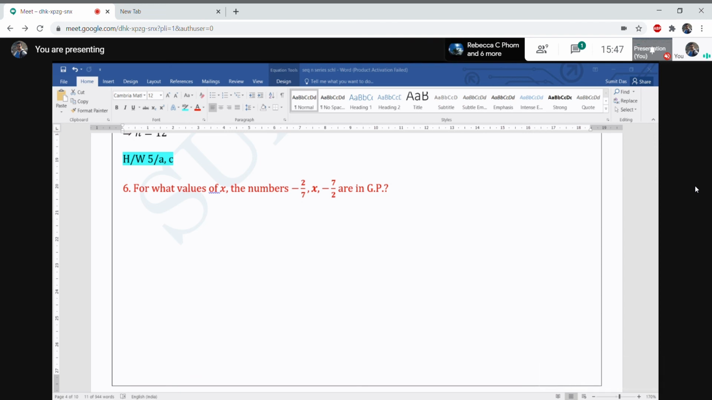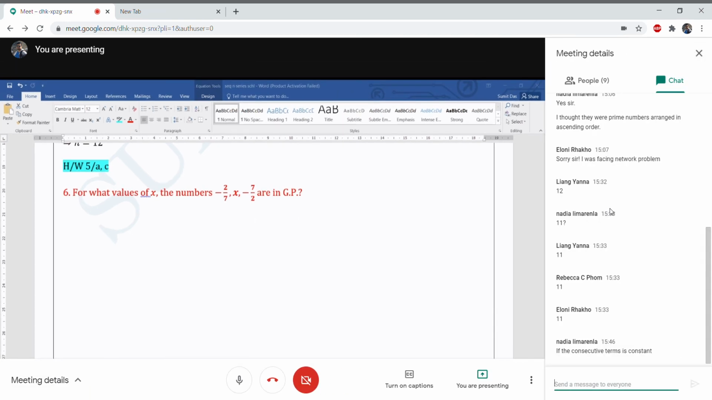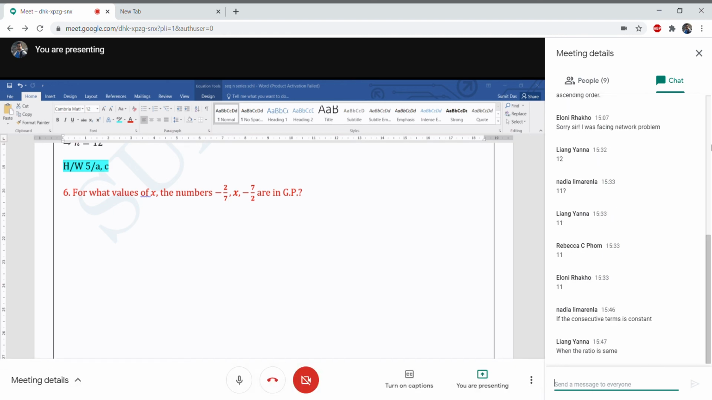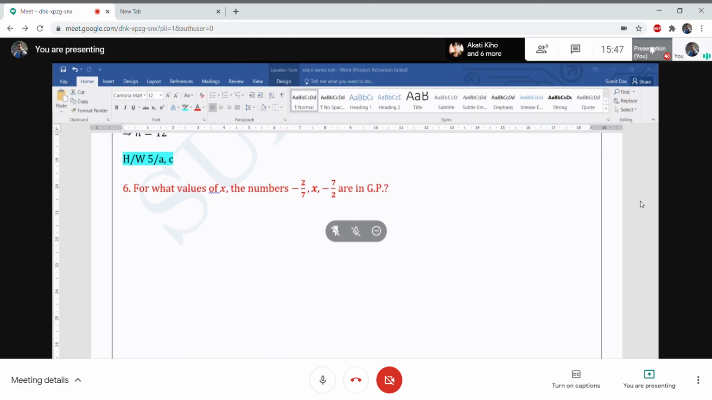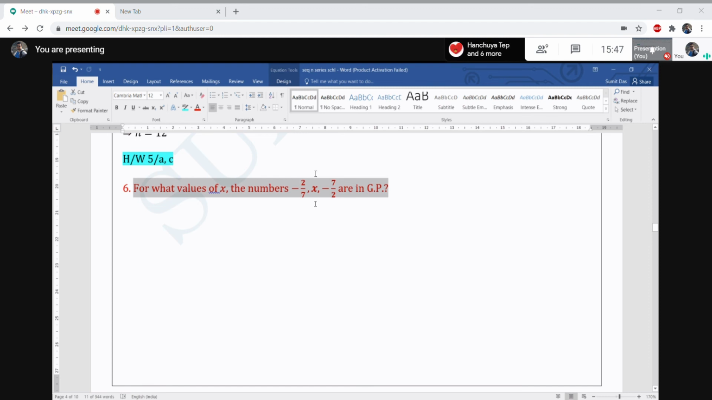If the common ratio is r, yes, when the ratio is the same. So the ratio of consecutive terms has to be constant. So what you have to do here is check whether this term divided by this term is equal to the next term divided by this term. That means second term divided by first term equals third term divided by second term. This should be the sum.